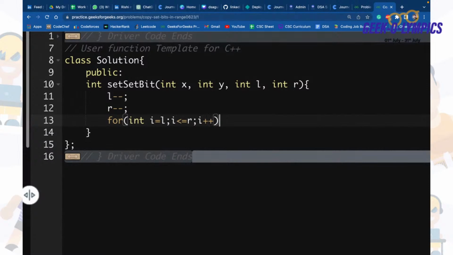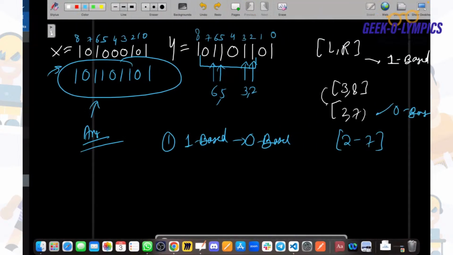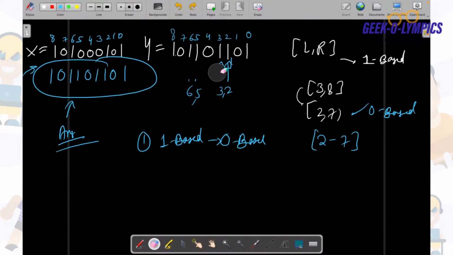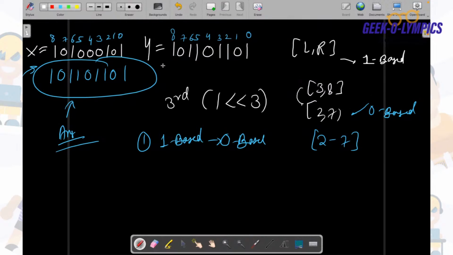Now how do we check? First of all, we have to copy only the set bits of y, so we have to check which bits of y are set. How can we check that? Let's say we have to check whether the third bit of y is set or not. We will left shift 1 by 3 times. What is the value of this? The value will be nothing but 1 and then 3 zeros.